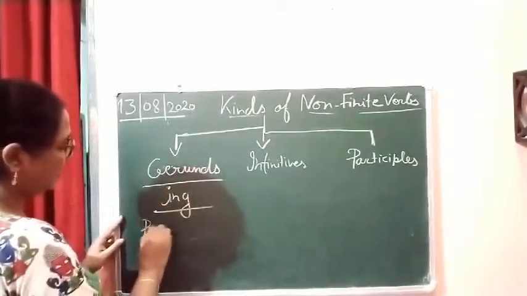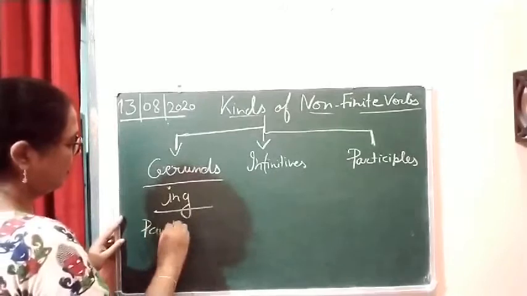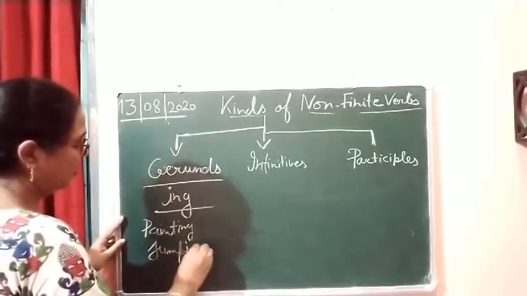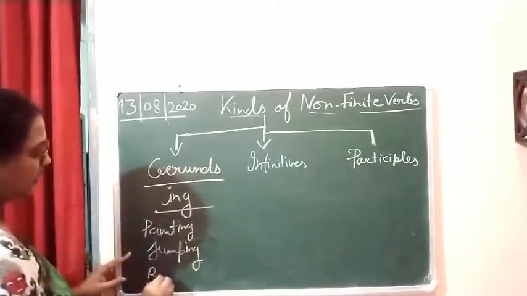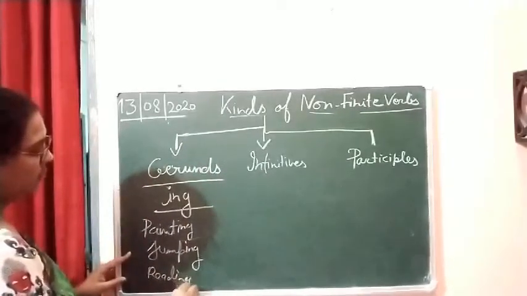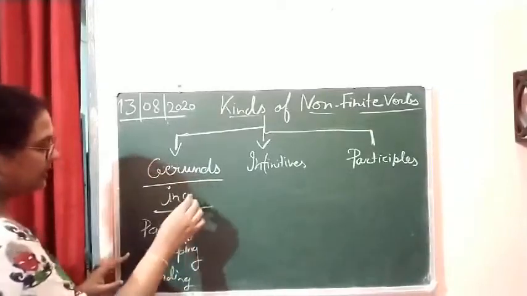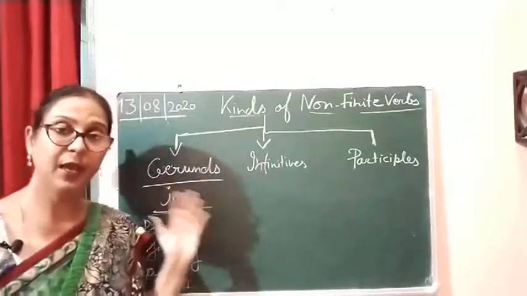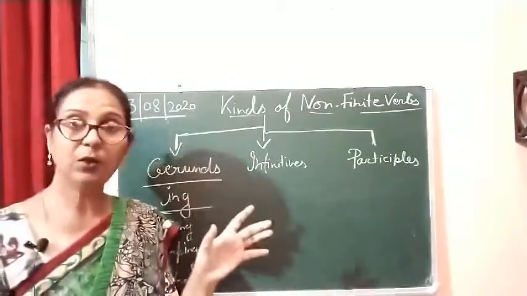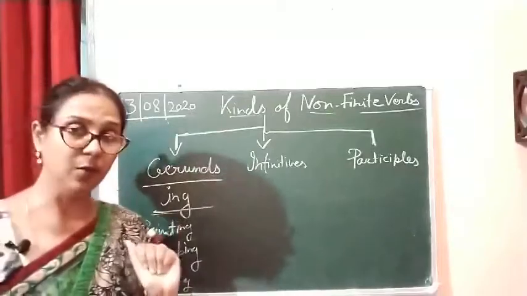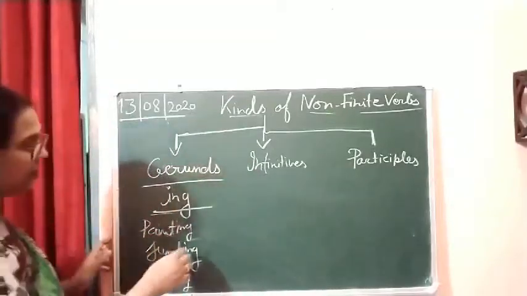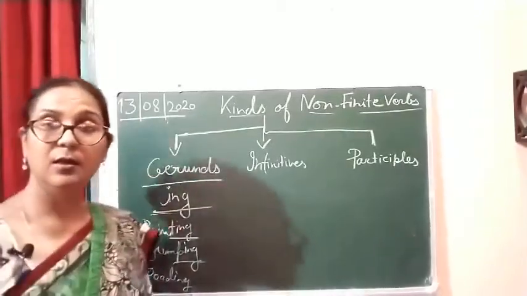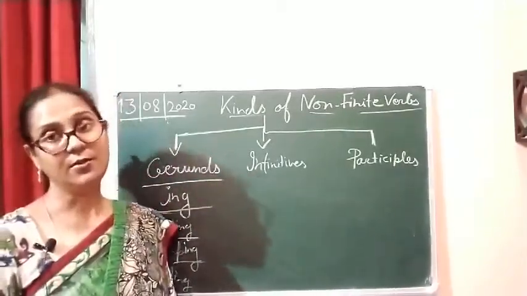Painting, jumping, reading, knitting: these are all gerunds. A gerund is used as both noun and verb, partly. They are called partly noun and partly verb also. In a gerund, we are supposed to use ing.